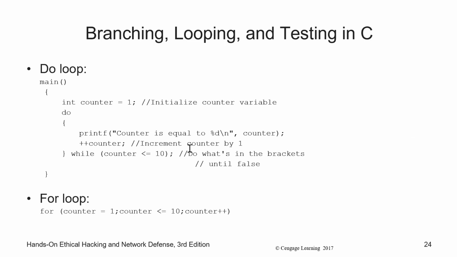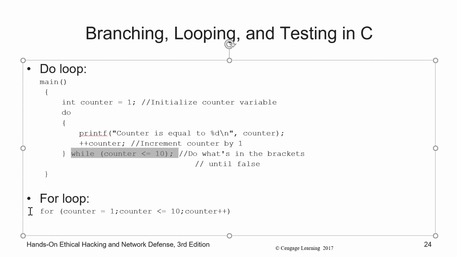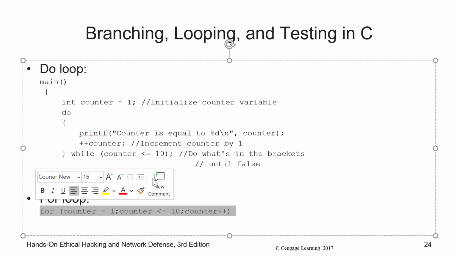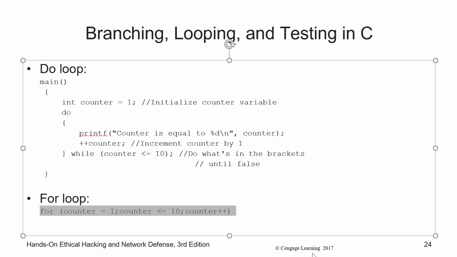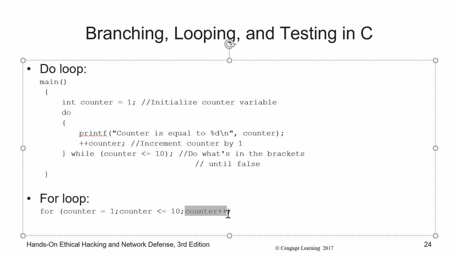A do while loop or a do loop is the same thing, but the evaluation occurs at the end of each iteration. And then a for loop helps. A for loop makes it easier to define the loop, because what you do is you declare the variable, you determine the condition, and then you set the expression to be evaluated at the end of the iteration.